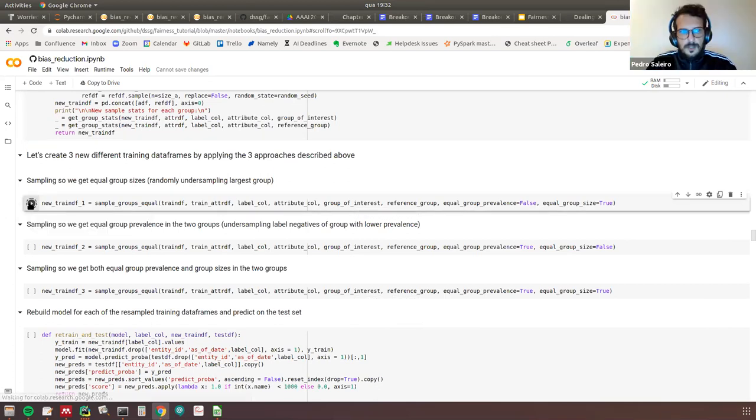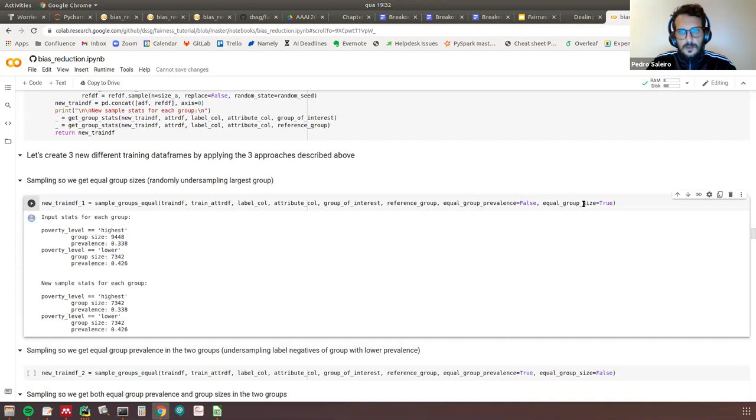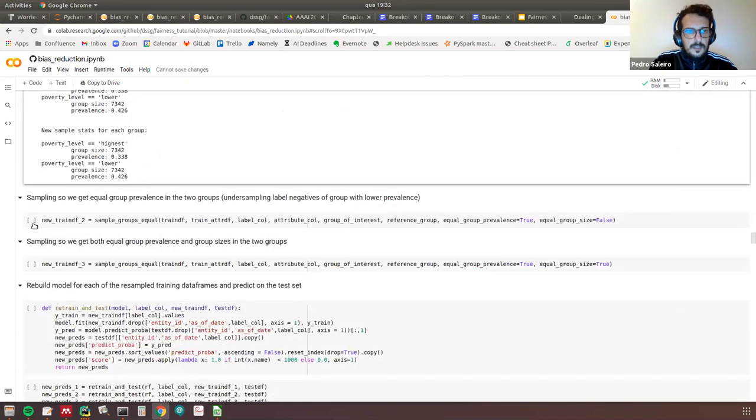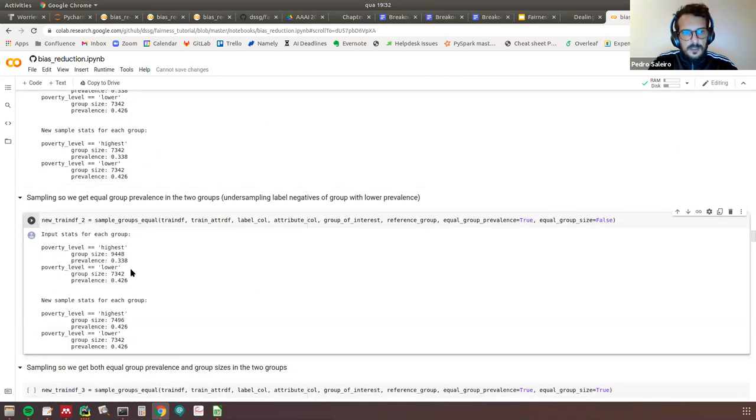So basically this utility function here will do that. In the first case, we are just equalizing the group size. These are the numbers we had before, and now, because we undersampled, the largest group has the same size as the smallest group. In the second strategy, we are equalizing prevalence. So we undersample the negatives from the group with lower prevalence, so we get the same prevalence as the group with higher prevalence. And here we don't get the same group size, but we get the same prevalence.